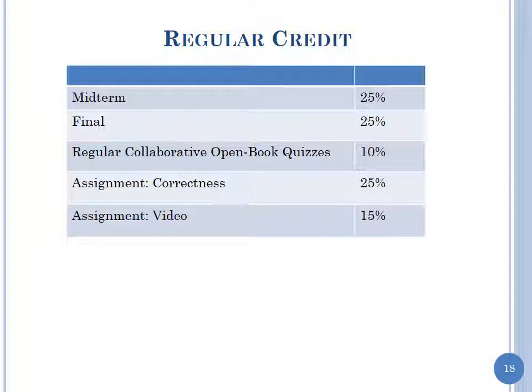Assignment correctness judged by the grader is 25%, and video is 15%. Okay. I think that's a fair allocation, and you'll mostly be getting full points on the assignments. Okay, that will happen. The quizzes are going to be open book.